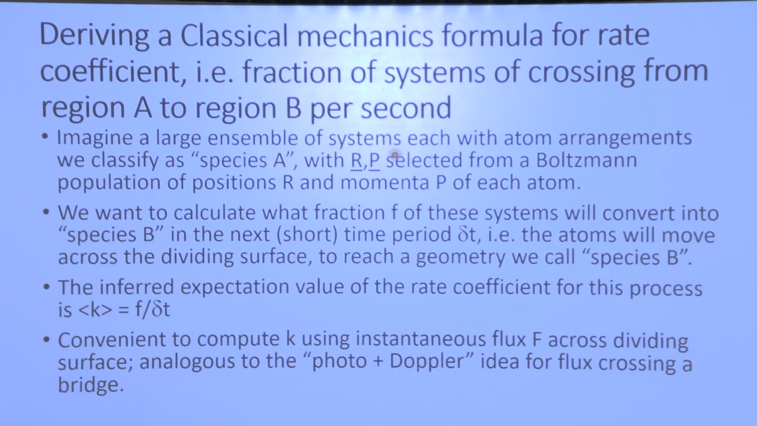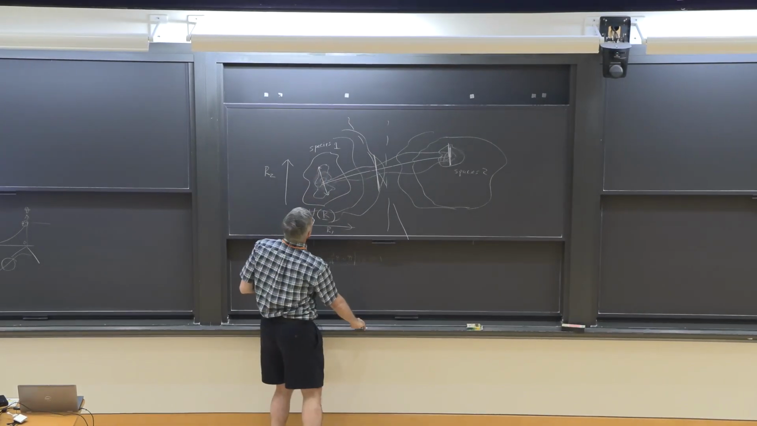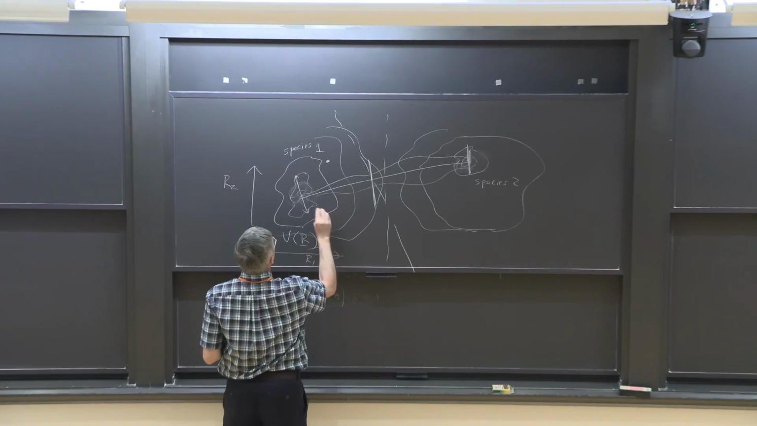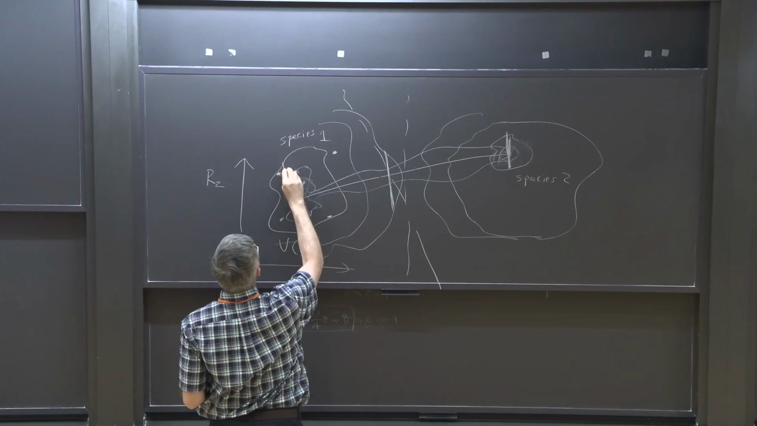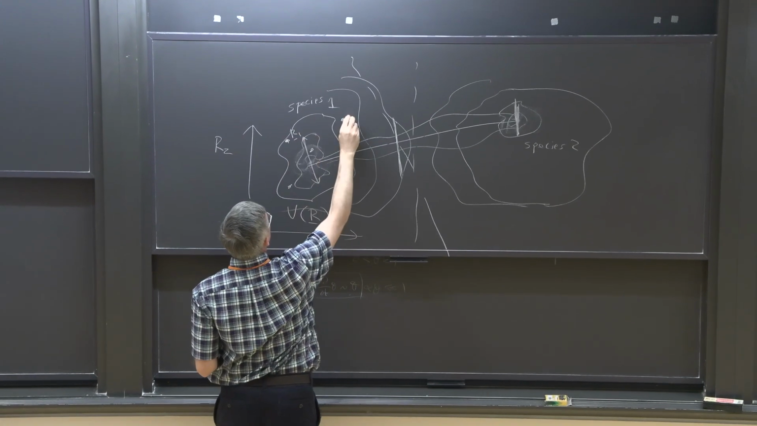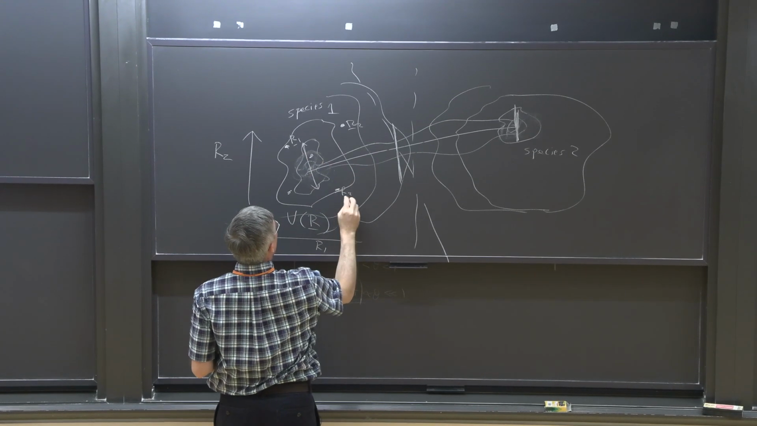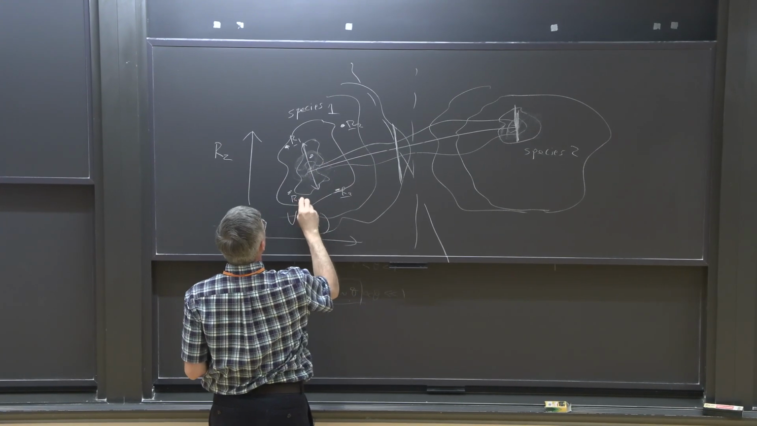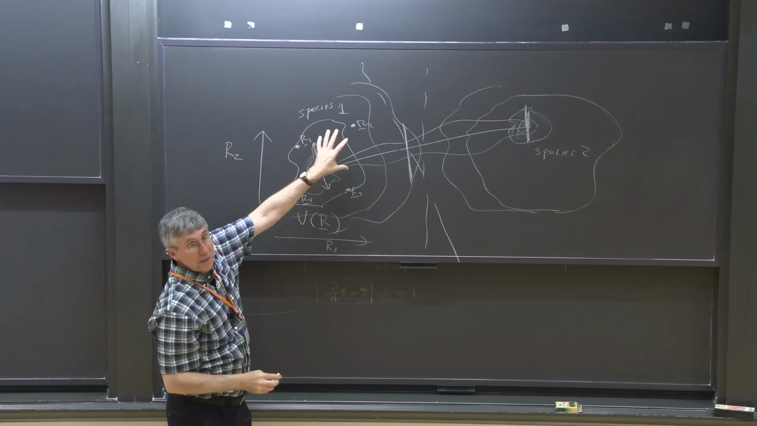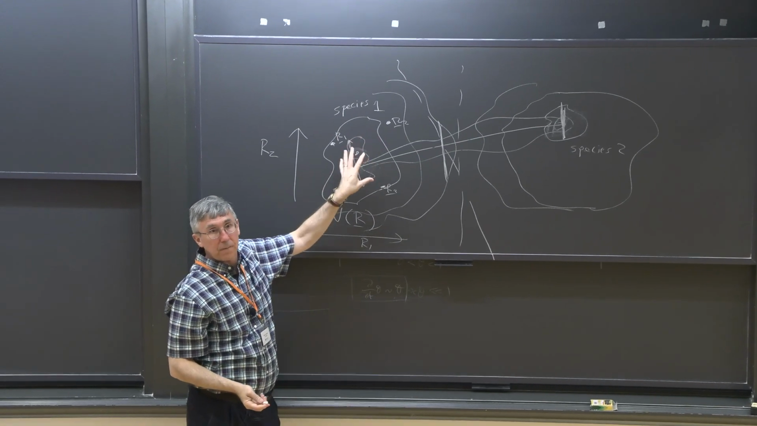So suppose we have a large ensemble of systems. They all have atom arrangements. We call them all species A, and we just grab geometries R from all of the space I call species A, so over species 1 over here. So all these different R's, I could choose this R, or this R, or this R. All these different R's are all perfectly fine. This is R1, R2, so many different R's. But all these R's I define as R's that are members of species 1, because they're all in this region.